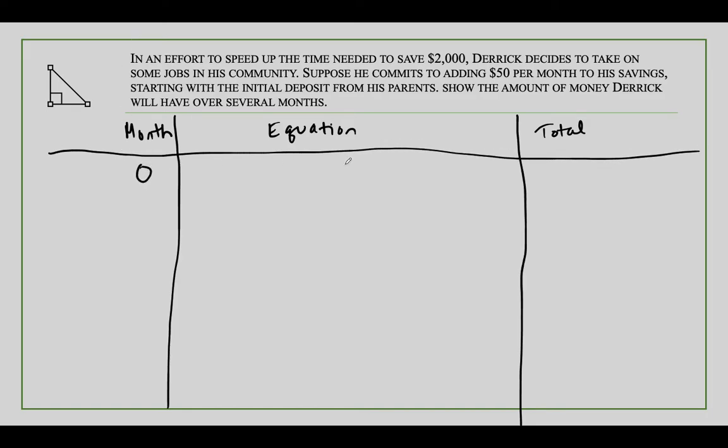Okay, so month 0, he had $200. Then month 1, we would have 200 times 1.1 plus 50.